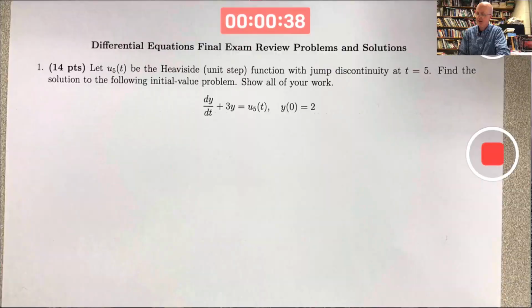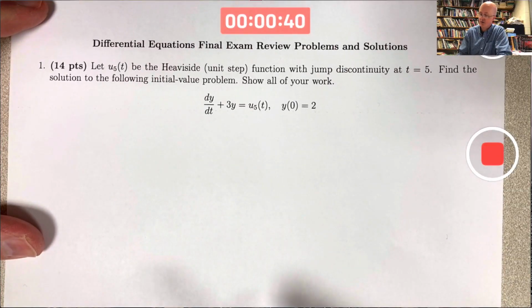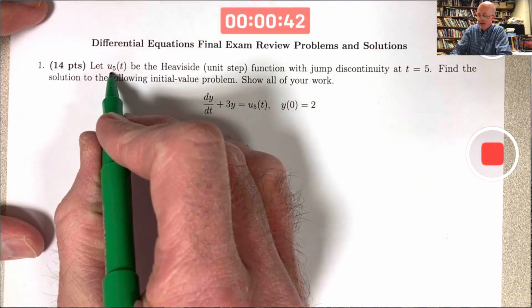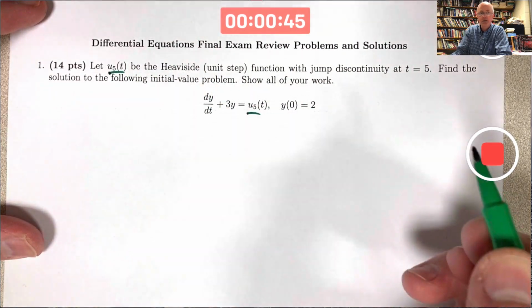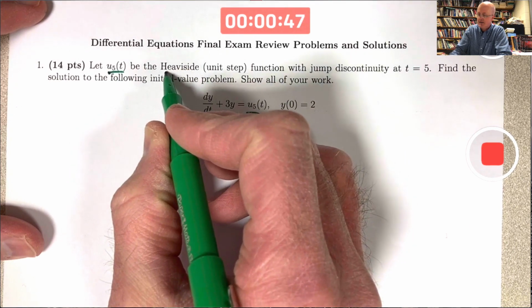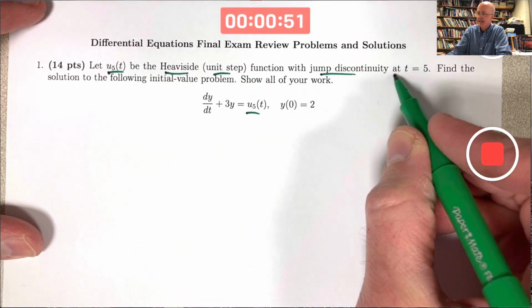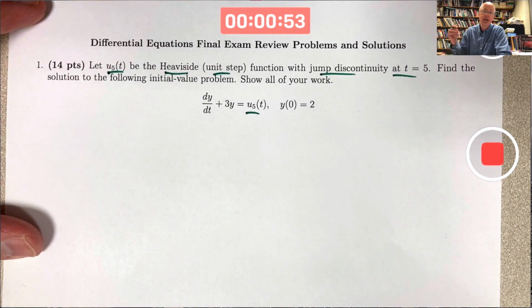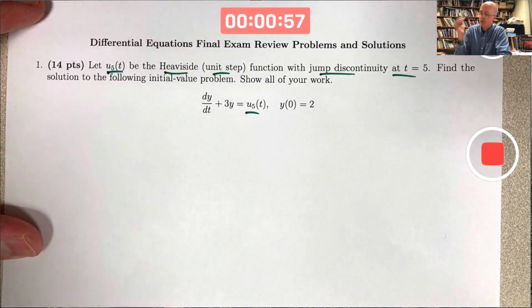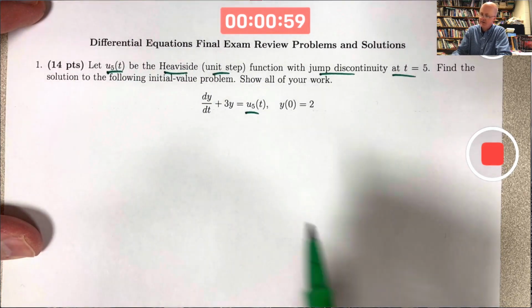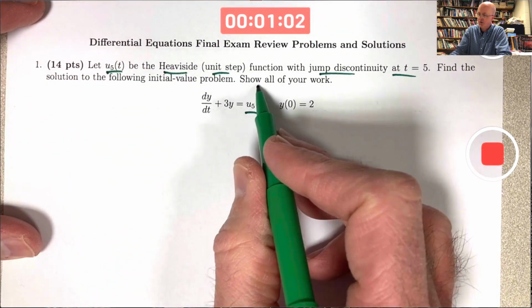Let's get started. You can see the first problem is a differential equation that's first order, and the right-hand side involves u5(t), that's called the Heaviside or unit step function, with jump discontinuity at t equals 5. u5(t) has a value of 0 when t is less than 5 and has a value of 1 when t is greater than or equal to 5. Find the solution of this initial value problem, show all your work.